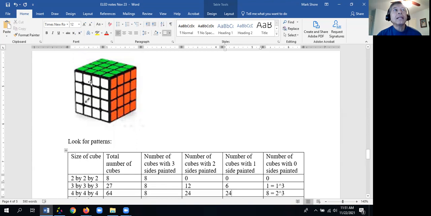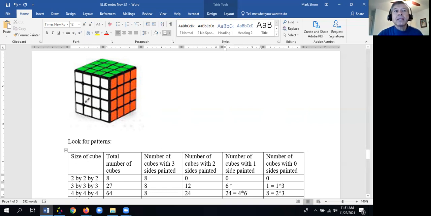So what we did is, with one side painted, it's these four right here. So there was 4, and then there were 6 sides. The way we got that 24 was 4. The 4 in the middle on a side have one side painted, and there are 6 sides. 4 times 6. That's how we got the 24.